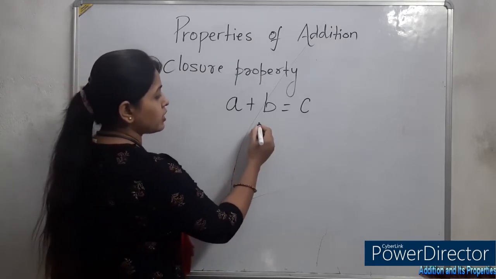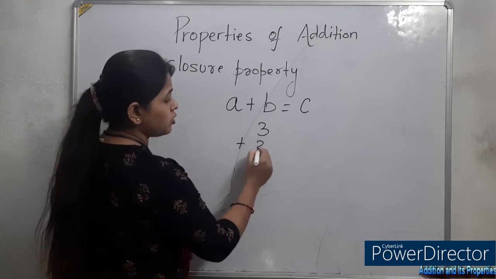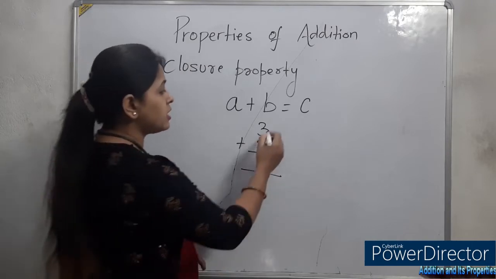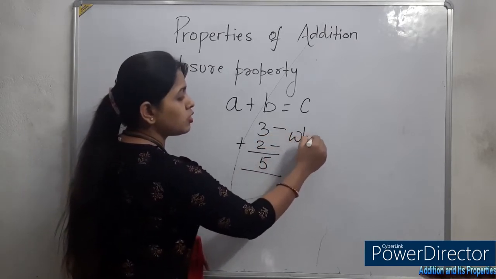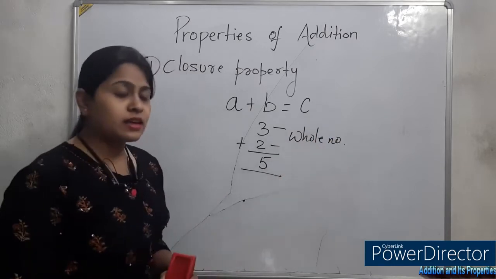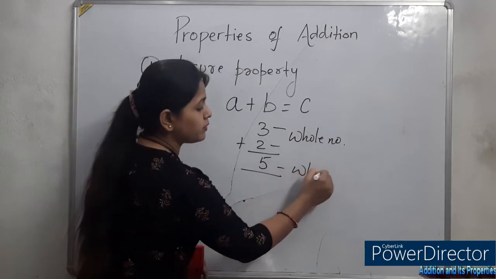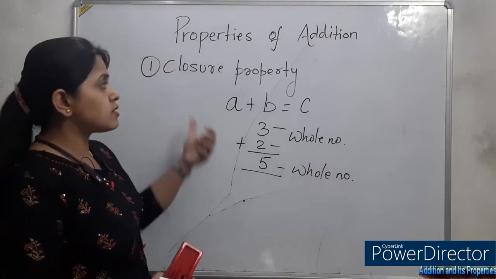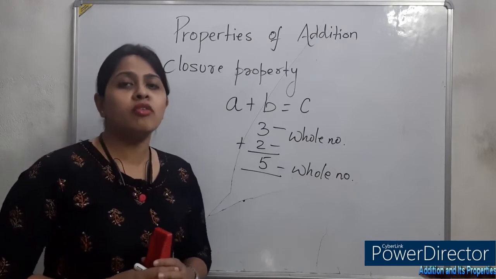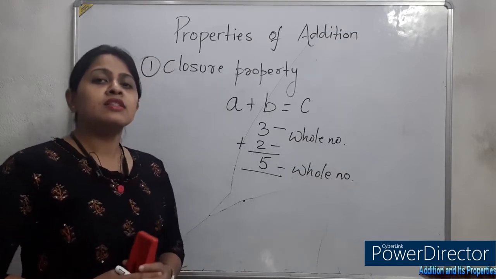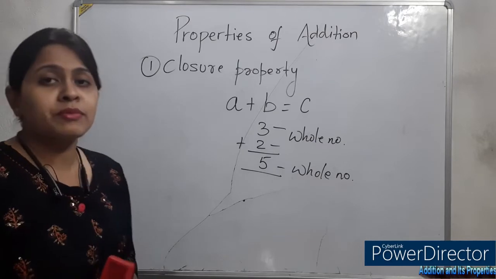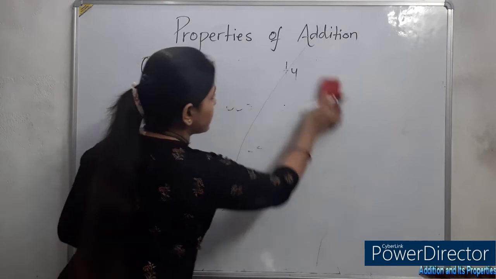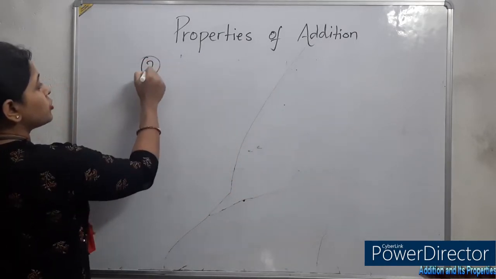Suppose we add 3 plus 2, so we get the result 5. Here 3 and 2 both are whole numbers, and therefore 5 is also a whole number. So this is the closure property, the first property of addition. Let's quickly go to the second property, that is commutative property.